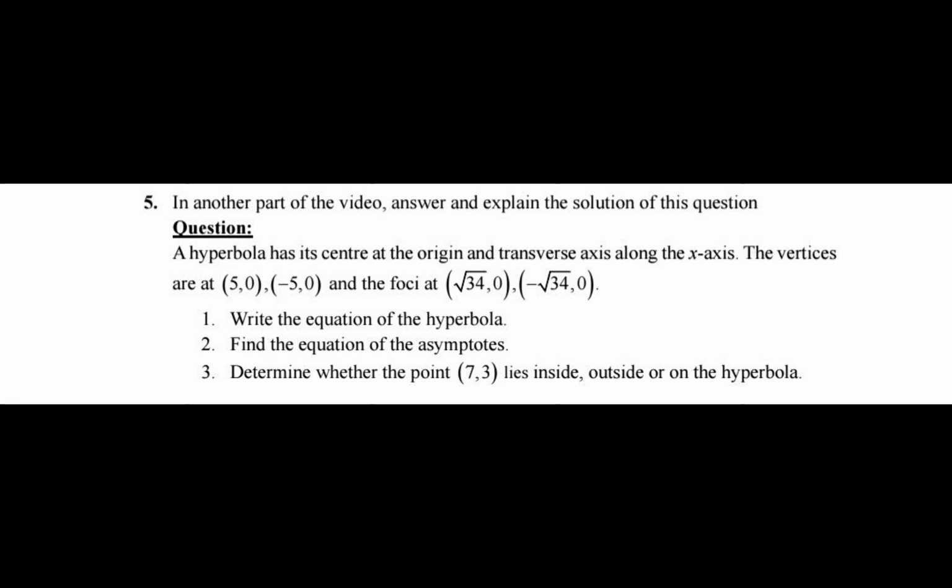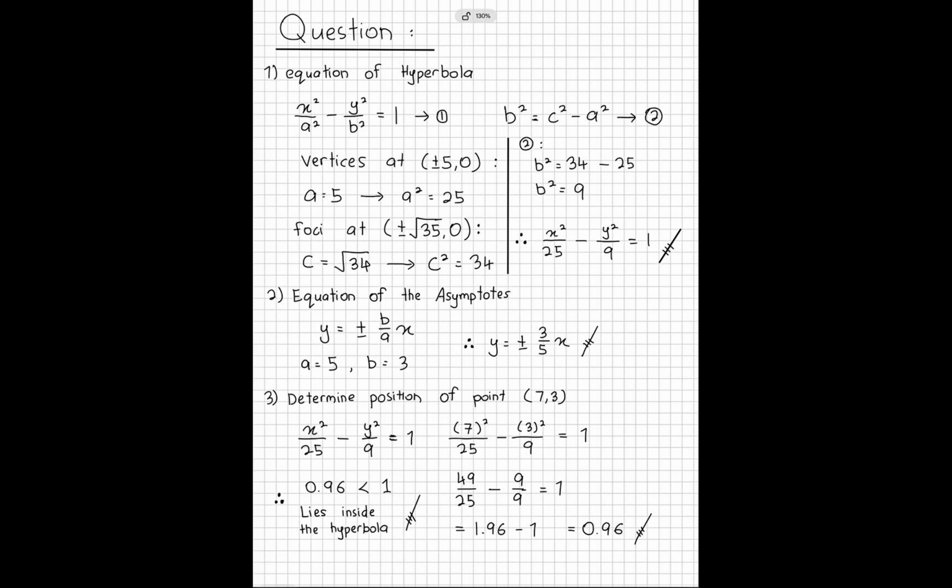Last question, determine whether the point (7, 3) lies inside, outside or on the hyperbola. So we use the answer that we got from the first question, which is x squared over 25 minus y squared over 9 is equal to 1, and we substitute 7 and 3 into x and y respectively. So we get 0.96. As we know, 0.96 is less than 1, so it lies inside the hyperbola.